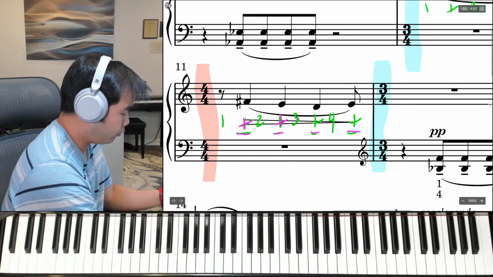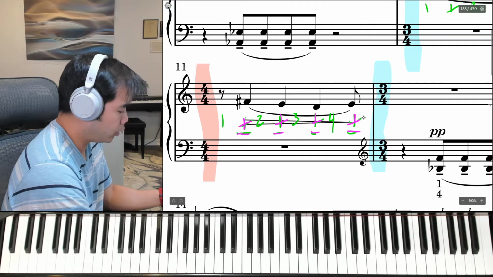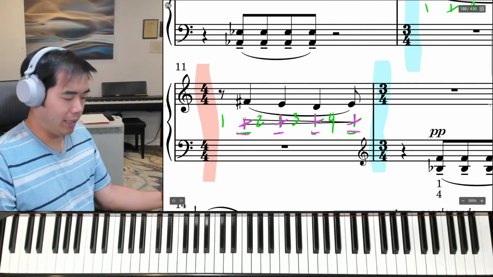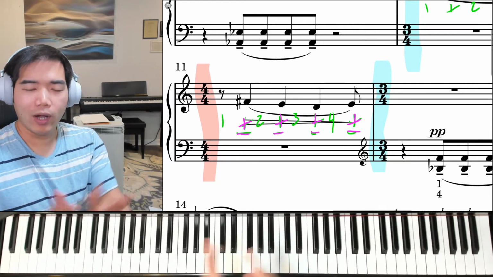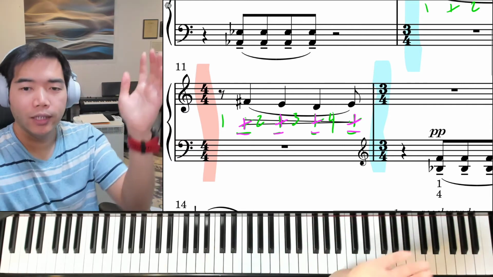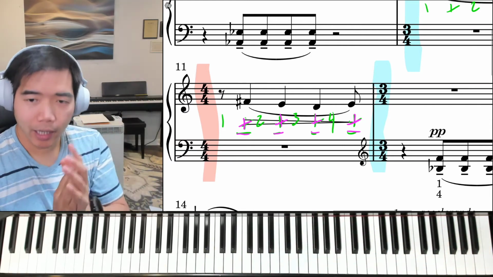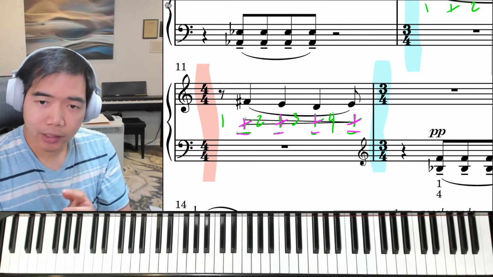So in this 4/4 bar, we want to make sure that you're counting and playing on the ands. So if you clap and count this measure with me, we have 1 and 2, and 3, and 4, and like that.